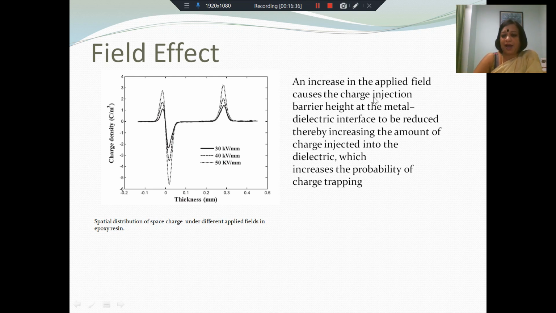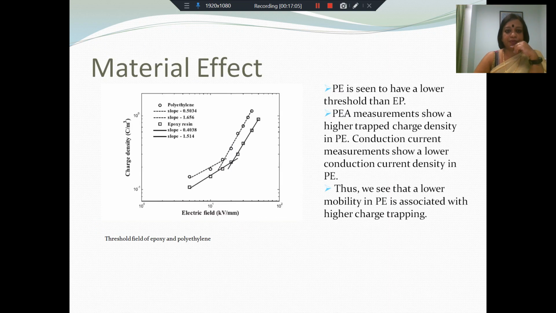An increase in the applied field causes the charge injection barrier height at the metal dielectric interface to be reduced, thereby increasing the amount of charge which is injected into the dielectric. And if you have more charge being injected into the dielectric, the probability of more charge being trapped is also more. So as I said, one thing that can be done is you increase the field. A similar effect could be had by changing the electrode material, because some materials require more energy for charge to be injected. Material effect is also there, for example, if you use polyethylene instead of epoxy.